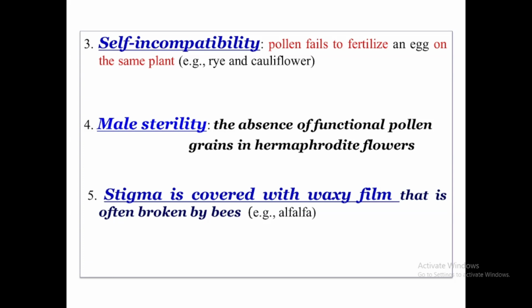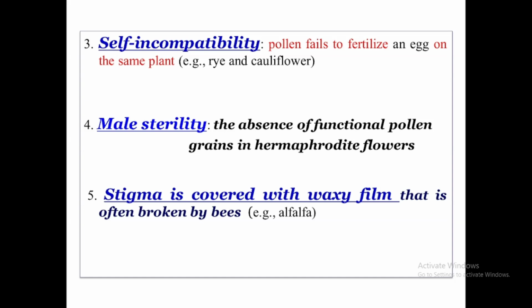6. Male sterility. In some species, the pollen grains are not functional. Such condition is known as male sterility. It prevents self-pollination and promotes cross-pollination. It is of three types. First one is genetic, the second one cytoplasmic, and the third one is cytoplasmic genetic. It is a useful tool in hybrid seed production.